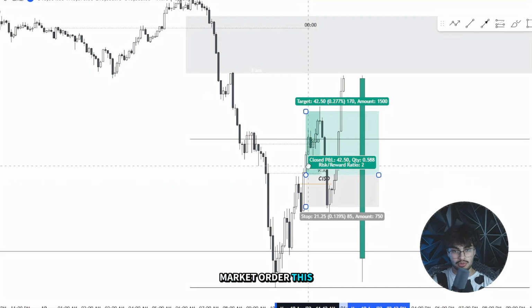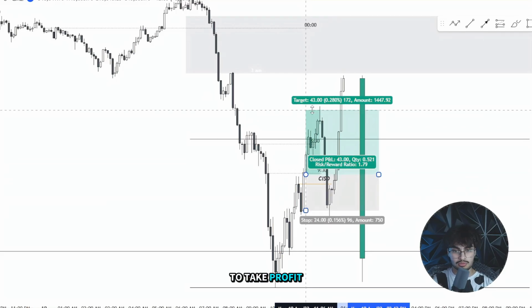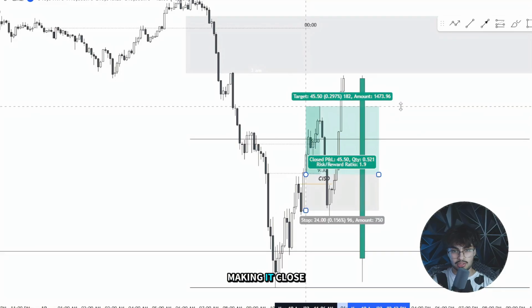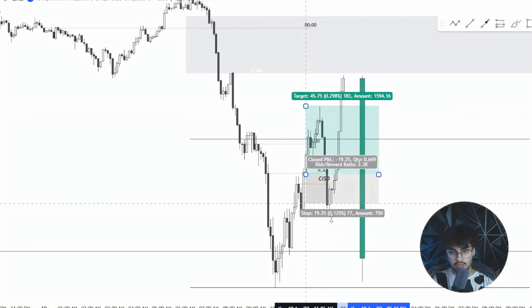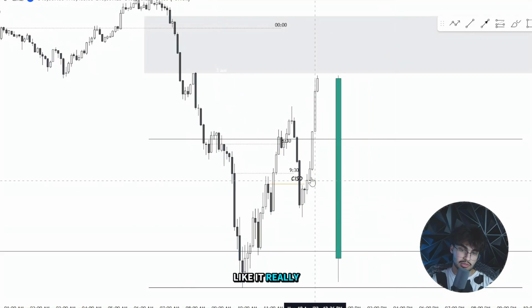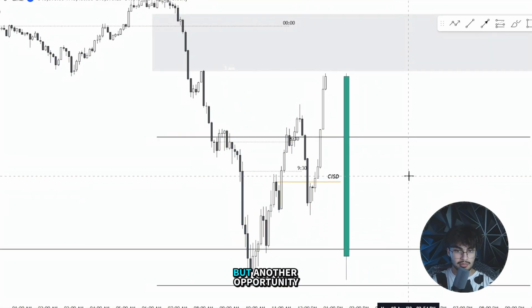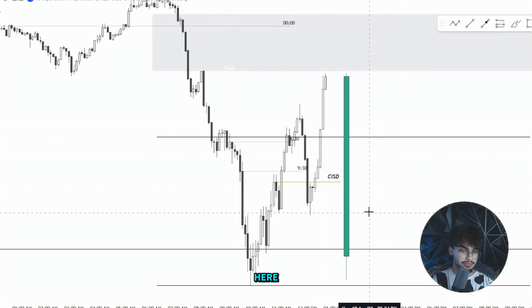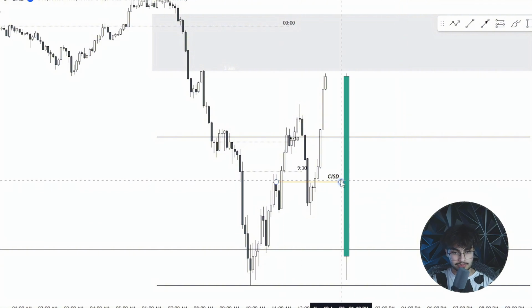But if you market order this, you still had to take profit. Barely. This is pretty, making it close. Or you might just get induced. It really does depend. This is pretty disgusting PA, but another opportunity here. It is what it is.